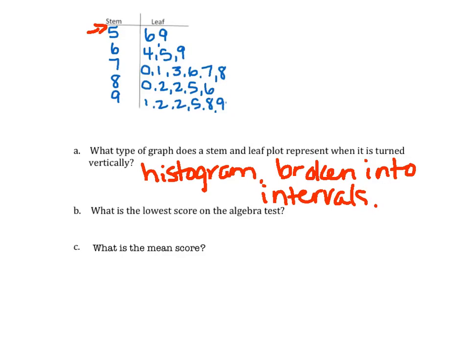All right, so let's take a look. What is the lowest score on the algebra test? Well, to find the lowest score on the algebra test, remember it's not going to be 6, but it's going to be a 56.